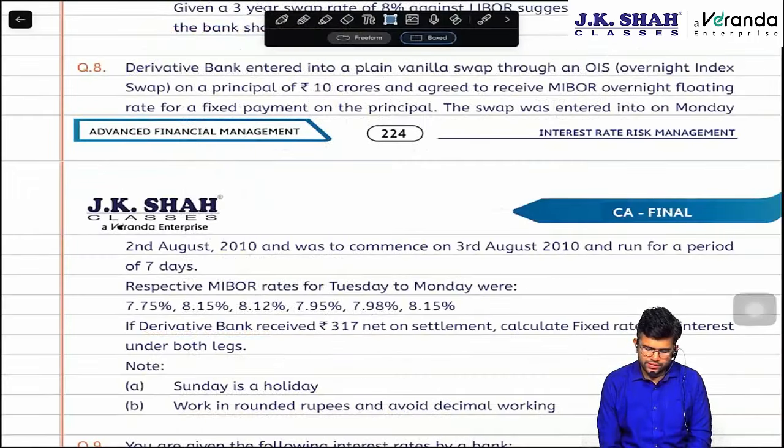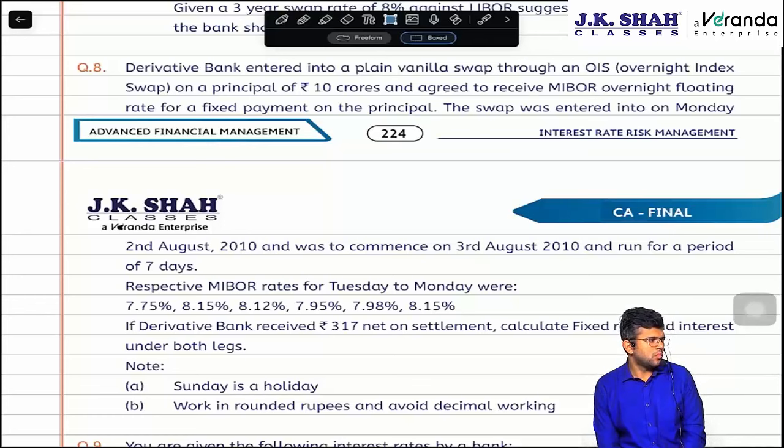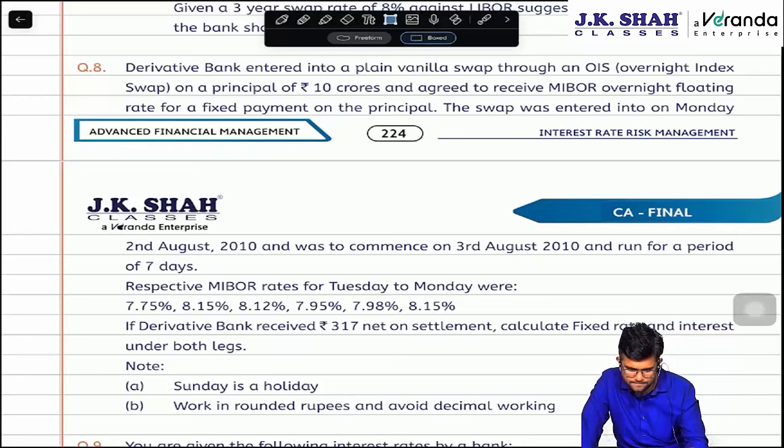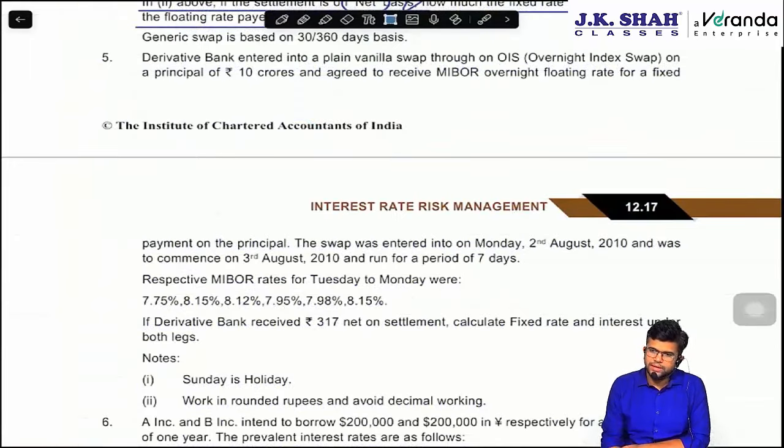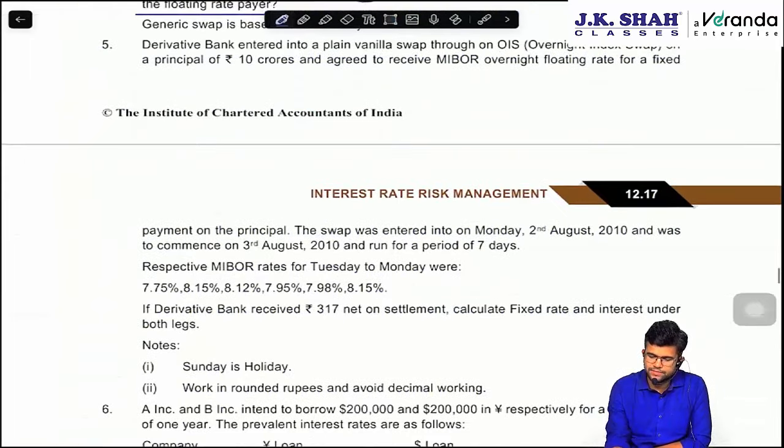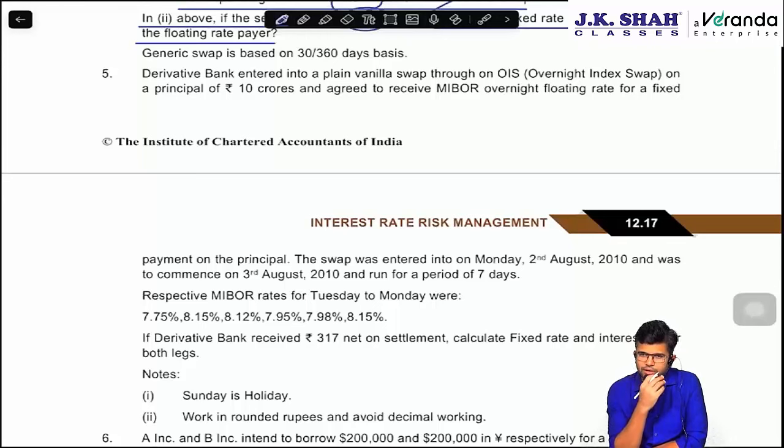Question number 8. This is a very typical one-time question, keeps repeating in the exam. Please understand exactly how it is to be solved. Question 8. Okay, so I'll start. Students, let me explain this. This is a very simple question, but there is something in the question that you need to be very alert about, okay?